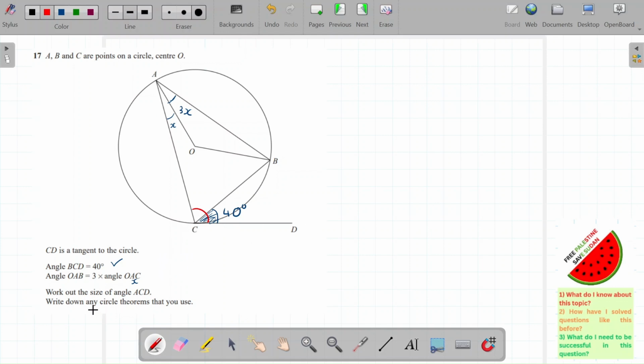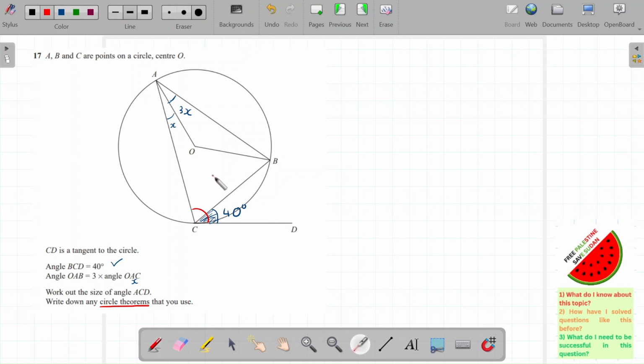Okay, write down any circle theorems that you use. So when it says write down any circle theorems you use, only the circle theorems as reasons, no other angle rules. Okay, so the question actually has a hint in it. It's talking about circle theorems. So there are 9 circle theorems at the GCSE level.